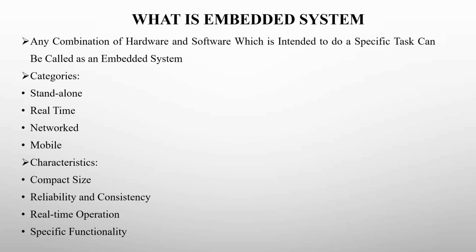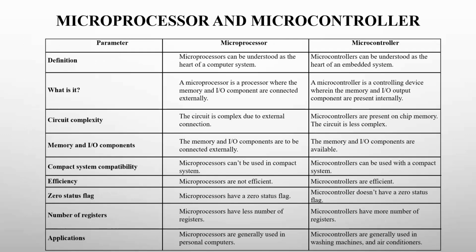The characteristics of an embedded system are that it is compact in size, with reliability and consistency. It works in real time and it has specific functionality.